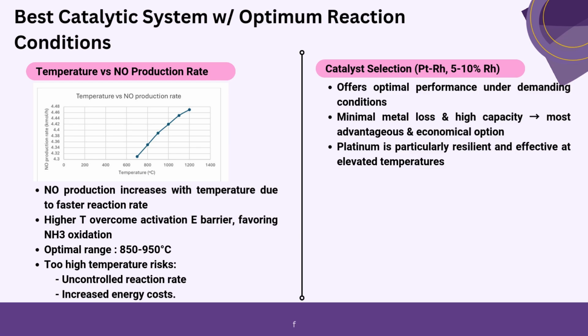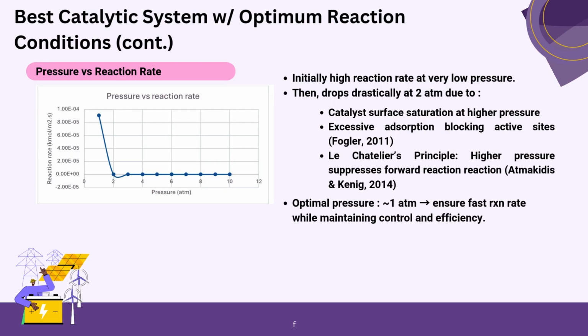This makes it both efficient and cost-effective, ensuring stable NO production. Moving to the effect of pressure. At very low pressure, the reaction rate is high but it drops significantly around 2 atm. This could be due to catalyst surface saturation, where excess adsorption blocks active sites.